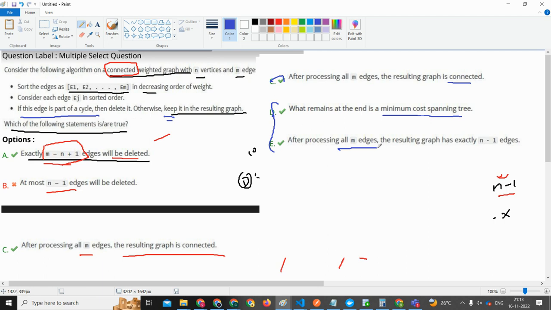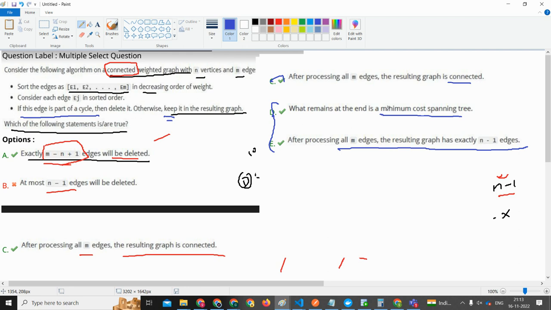And this is okay, right? After processing all the edges, the last one is just the same. So they're saying sort the edges as E1, E2 until EM in decreasing order of weight. So E1 is the highest, right? Yeah, it should be a max. It can't be a minimum. I don't know about maximum, but it can't be a minimum. Maybe there is something wrong in the question paper, because we can clearly see it should not be minimum.